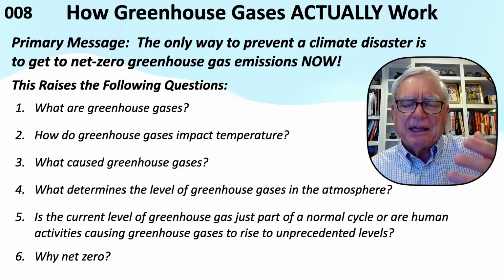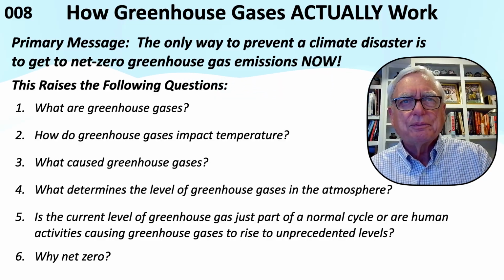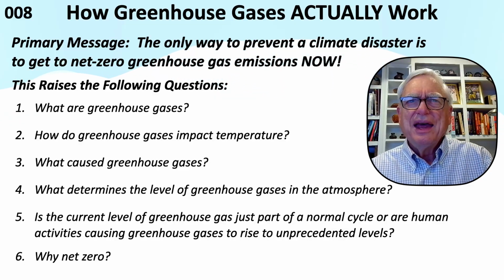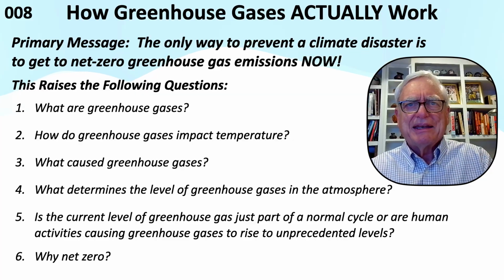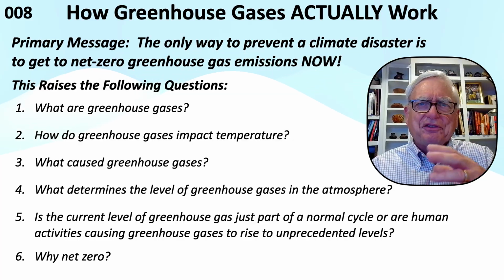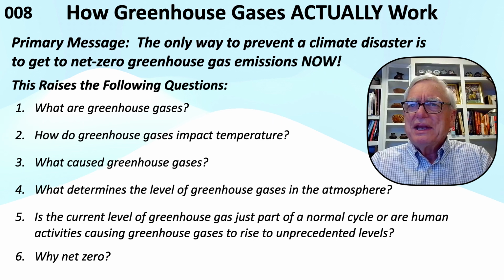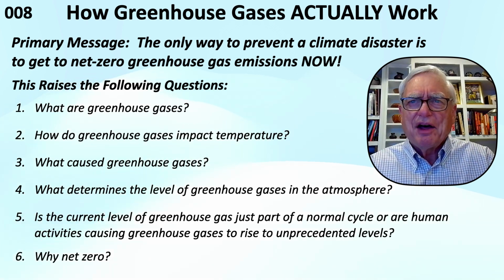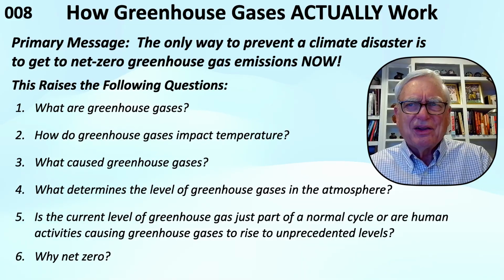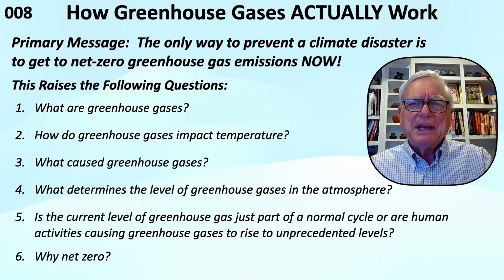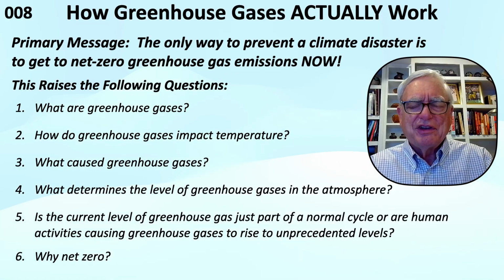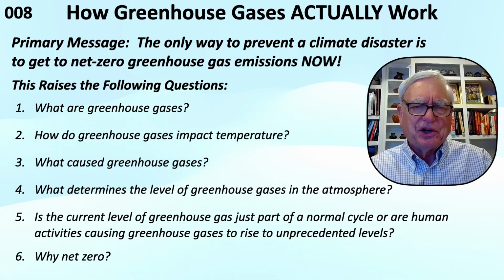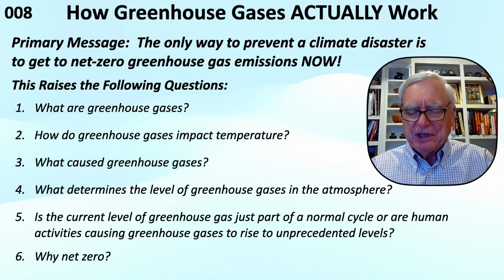But let me talk about the kinds of questions we're going to address here. First, what are the greenhouse gases? How do those greenhouse gases impact temperature? What causes greenhouse gases? What determines the level of greenhouse gases in the atmosphere? Is the current level of greenhouse gases just part of a normal cycle, or is it caused by human activity that is really causing temperatures to rise to unprecedented levels? And why net zero? Those are the topics we're going to cover here today.